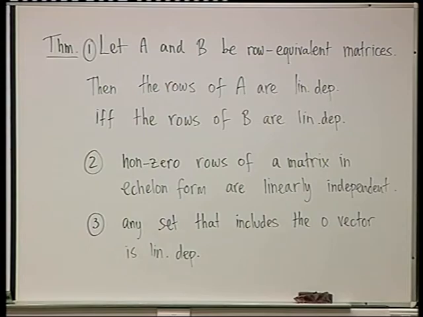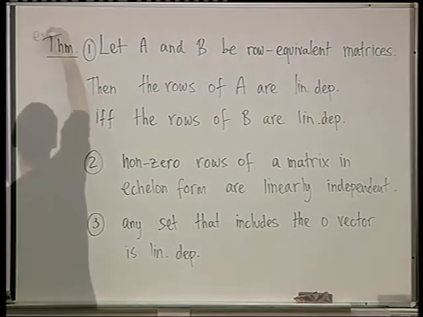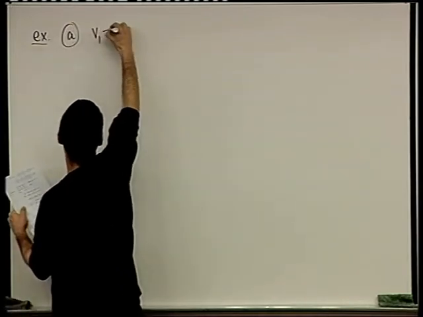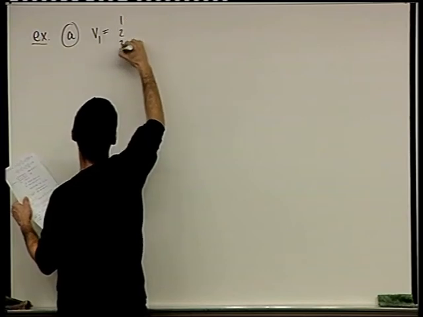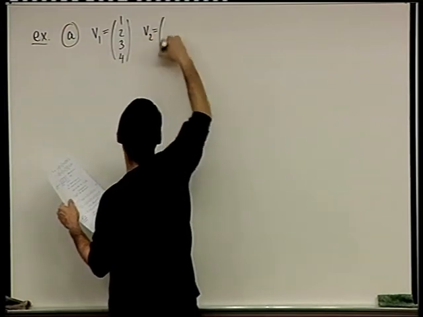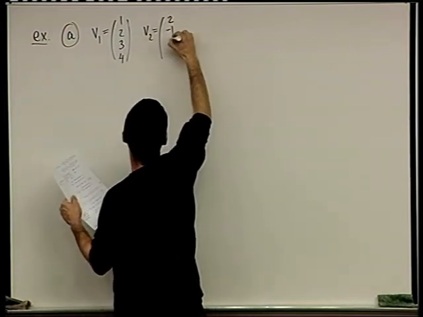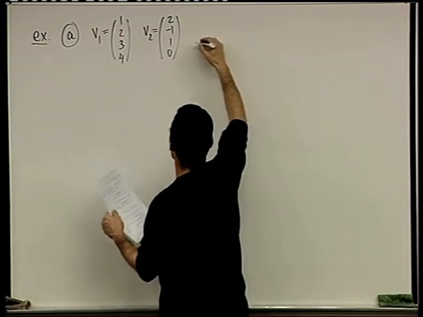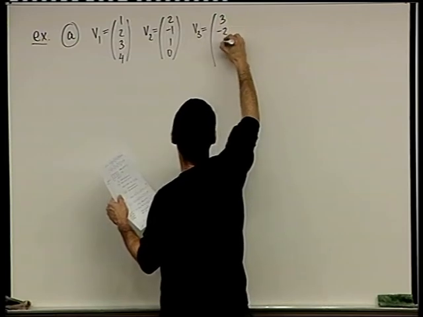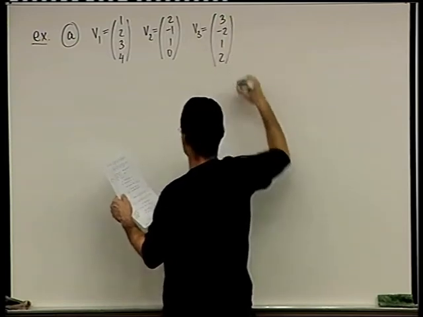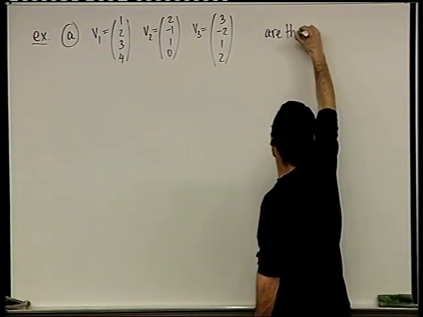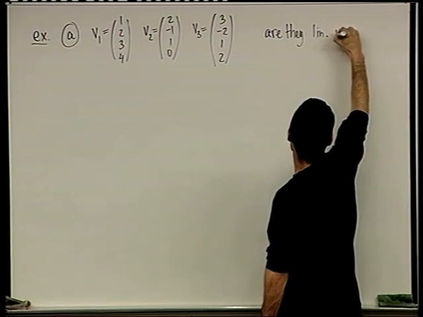Okay, so here's example number 1. Let's call it example A. I'm going to take V1 to be 1, 2, 3, 4. This is still a column vector. V2 is going to be 2, -1, 1, 0. They look familiar? And V3 is going to be 3, -2, 1, 2. And I'm going to ask, are they linearly independent?